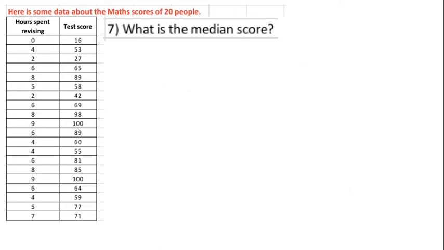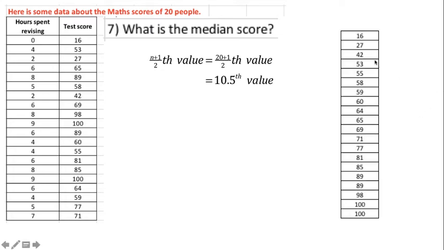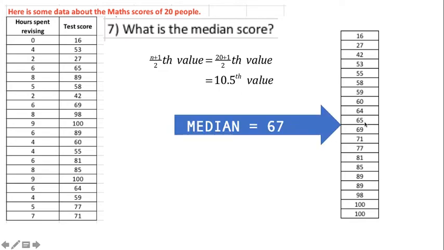What is the median score? Well, the median is the middle when you've got all the scores in order. So again, it's the 10.5th value out of 20. If we stick them all in order, which I've done here, then the median is between the 10th value and the 11th value, between 65 and 69, so we take the mean average of 65 and 69, which is 67.